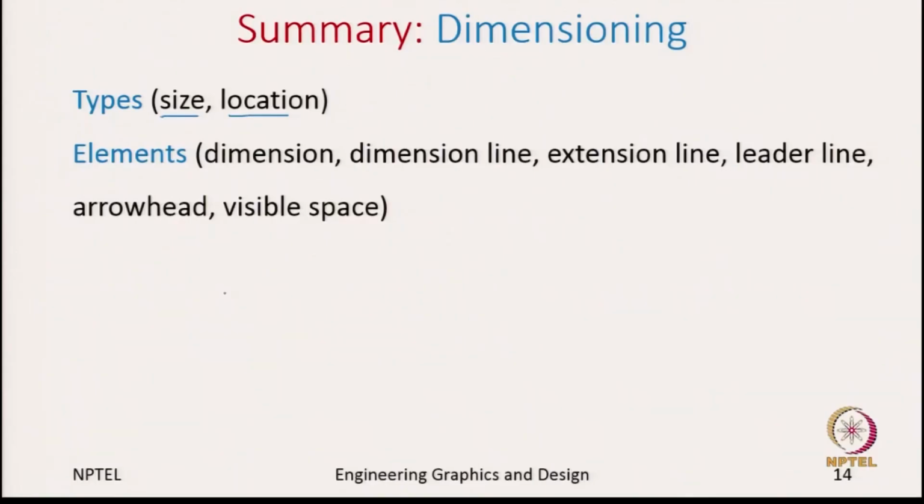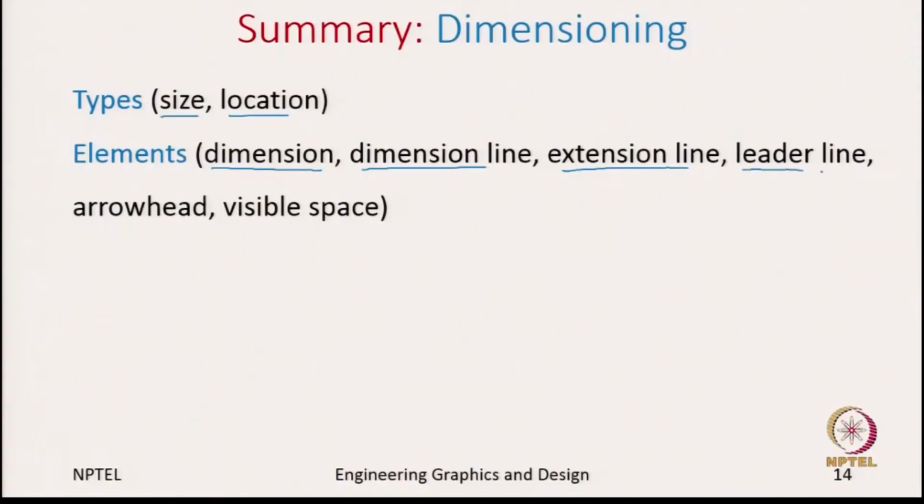Then we also looked at different elements which are there in a dimension. When we say dimension, it means the number, the dimension value for the particular dimension we are talking about. We show that using a dimension line with the help of extension lines. We also use a leader line to give additional information about a particular feature.